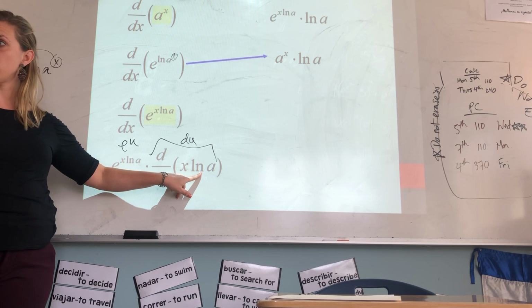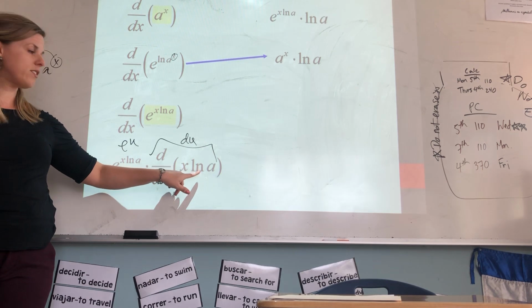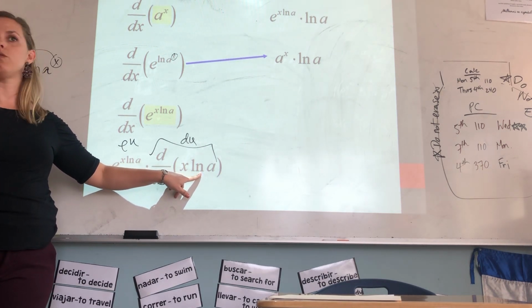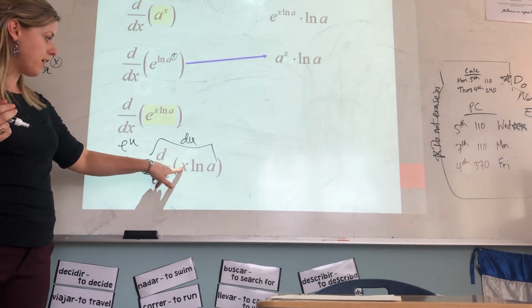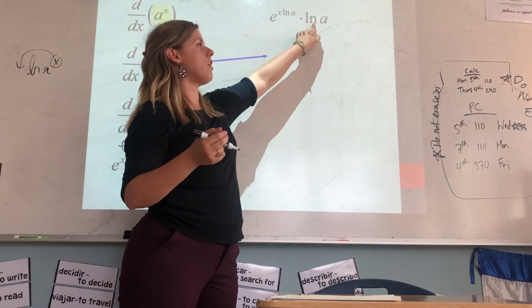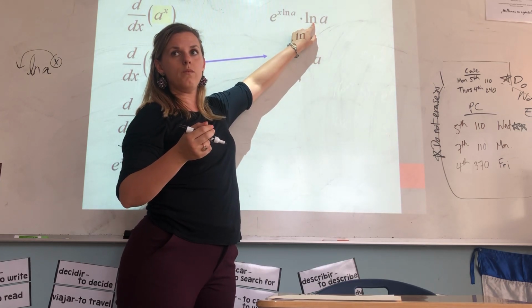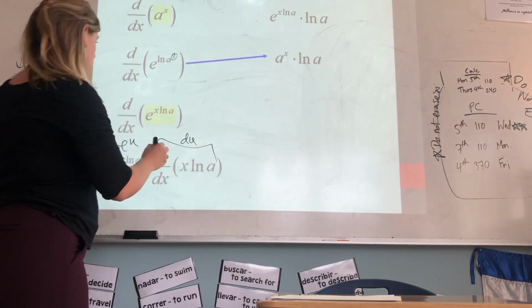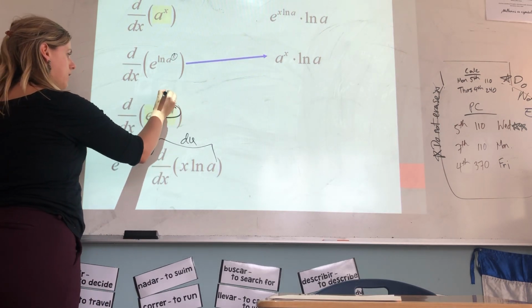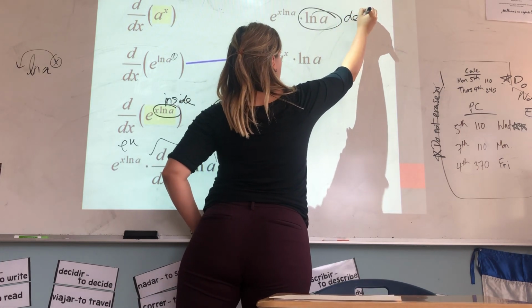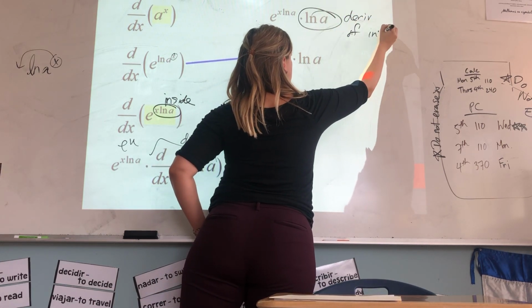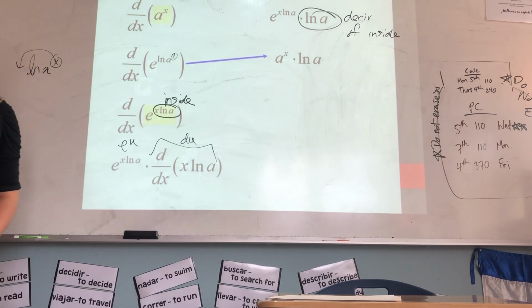Do we agree? It's not a variable. a is a constant, ln of a constant is a constant, it's a number. So this might as well say 2x. What would the derivative of 2x be? 2. So the derivative of x times ln of a is just ln of a. So to recap, this is my inside, and this is my derivative of inside. That is the crux of why we're taking ln of the base.